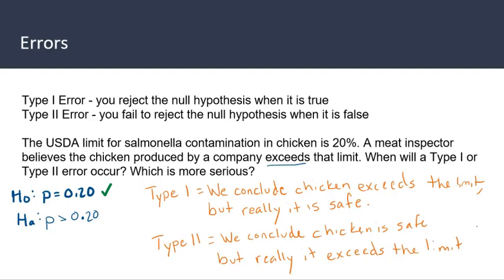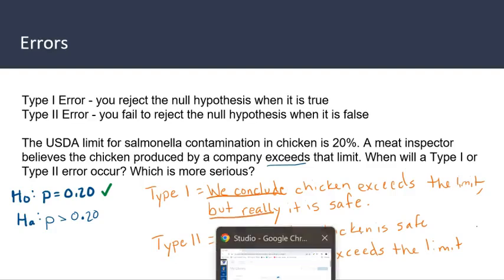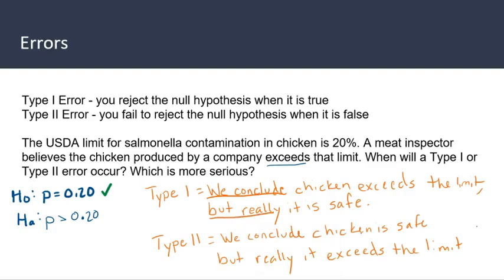All right, so when you are writing conclusions, I need to know what you conclude and then what is really the truth. This part will be dependent on the situation, but you're always going to write, we conclude blank, but really blank. Now, which one is more serious? That is always dependent on the situation. That's why we like to write out what both errors would look like, and then decide which one of these would be worse.